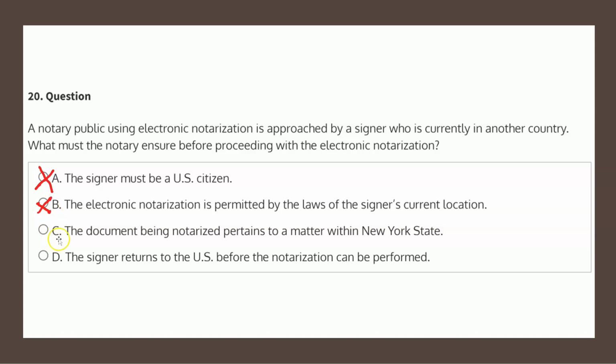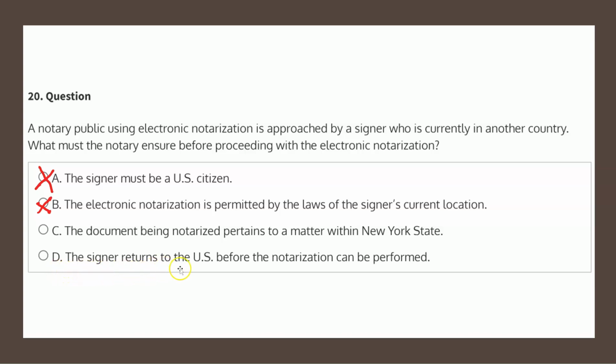solution. Choice C states the document being notarized pertains to a matter within New York State. Now, this seems to be our correct solution because, as we read before, it must be a matter pertaining to an area within the United States, New York State obviously being an area within the United States. But before we mark this as such, let's have a look at choice D just to be certain.